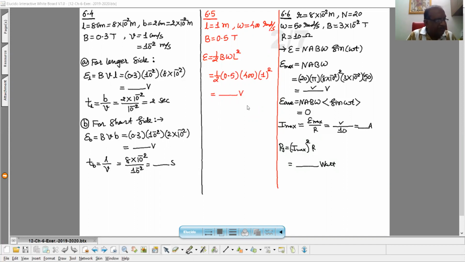A circular coil of radius 8 centimeter and 20 turns is rotated about its vertical diameter with an angular speed of 50 radian per second in a uniform horizontal magnetic field of magnitude 3 into 10 raised to minus 2 Tesla. Obtain the maximum and average EMF induced in the coil if the coil forms a closed loop of resistance 10 ohm. Calculate the maximum value of current in the coil. Calculate the average power loss due to Joule heating. Where does this power come from?